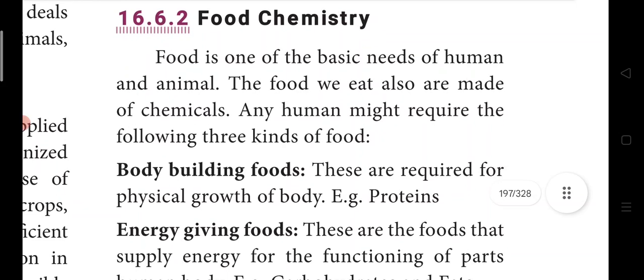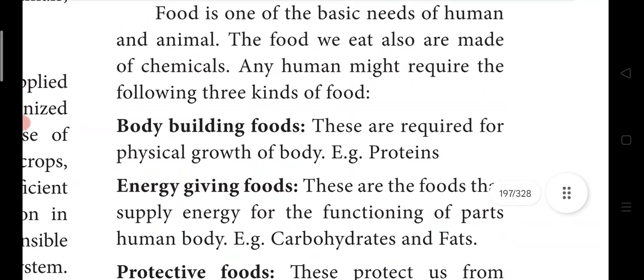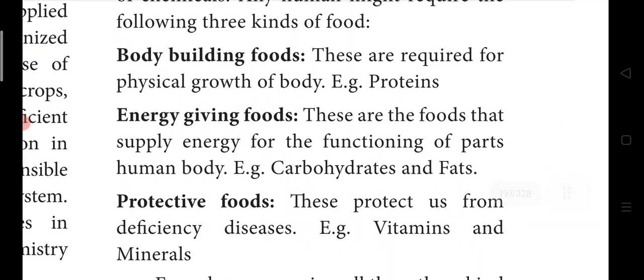Food chemistry. Food is one of the basic needs of humans and animals. The food we eat is also made of chemicals only. Any human might require the following kinds of food. So the food we eat and our body are completely chemical reactions only. So we are also taking chemicals into our body. So what kinds of food do we need?